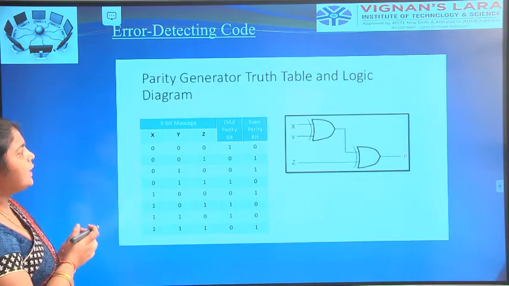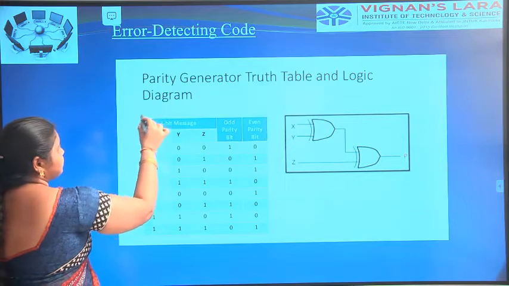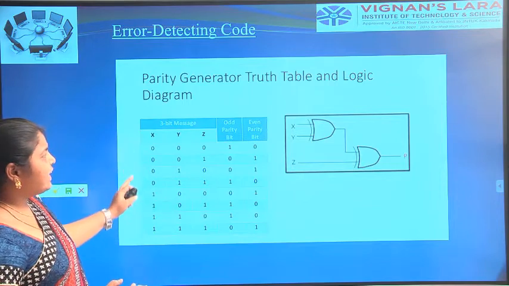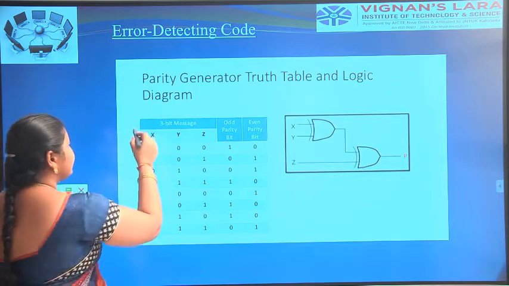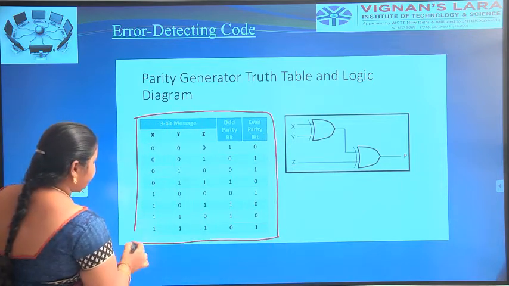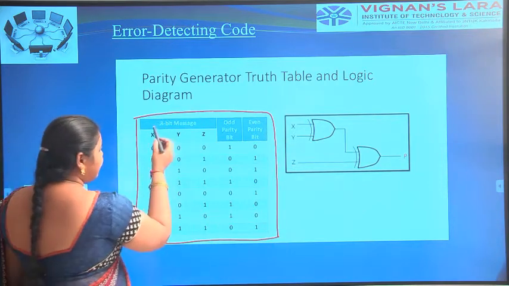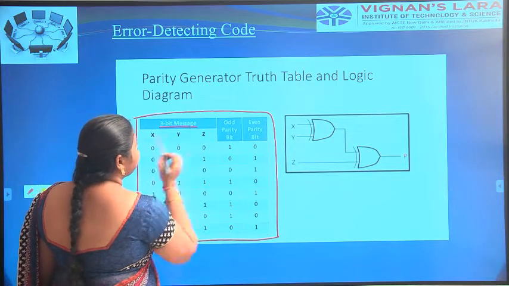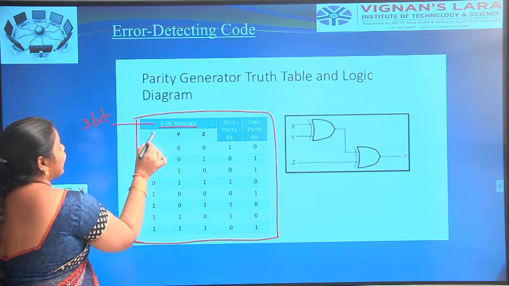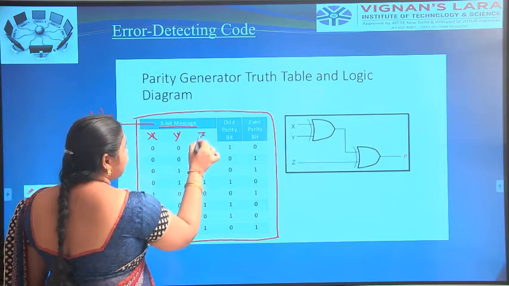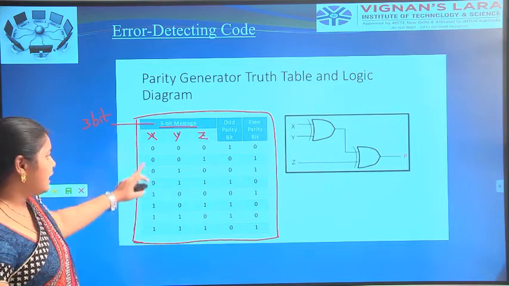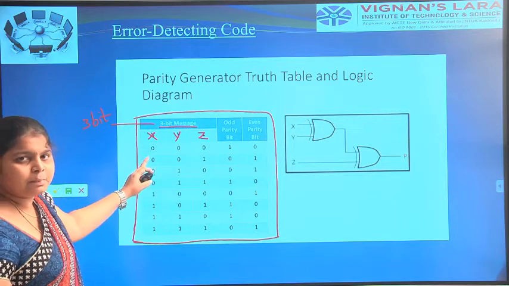This is the error detecting code truth table. Here it is the parity generator, error detecting. The whole table is known as the truth table of the parity generator. We take the example of a 3-bit representation, with inputs X, Y and Z. Here we start from 0 to 7. These are the binary numbers in the 3-bit representation.